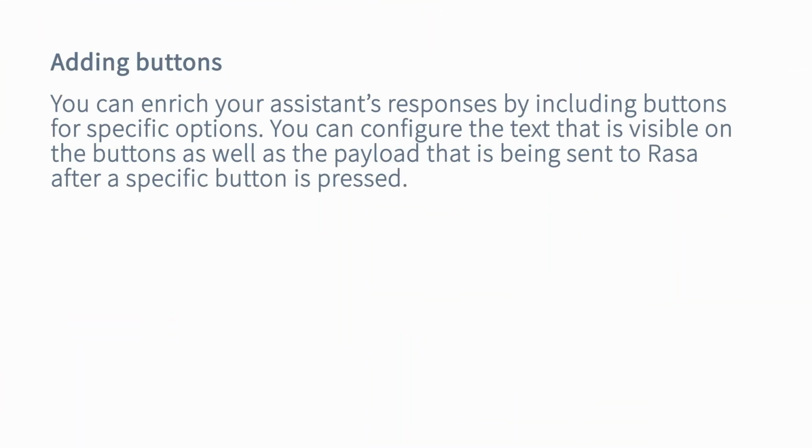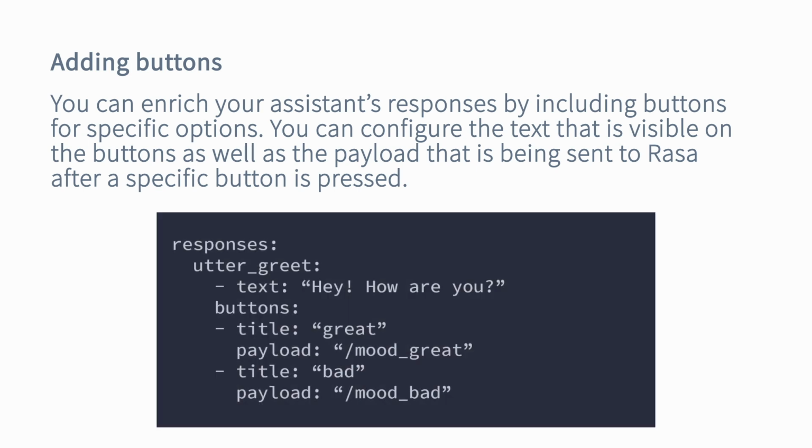Another way to make your assistant's responses more interesting and dynamic is by adding buttons. With buttons, your assistant can present a few possible options for the user to choose from. To enable your assistant to use buttons, you have to include buttons in your assistant's response templates and provide two important details for each button you implement. One of them is the title. The title represents the text that the user will see on a button when the button is presented. And another detail is payload. A payload is the information that will be sent to Rasa's backend when the user presses the button.